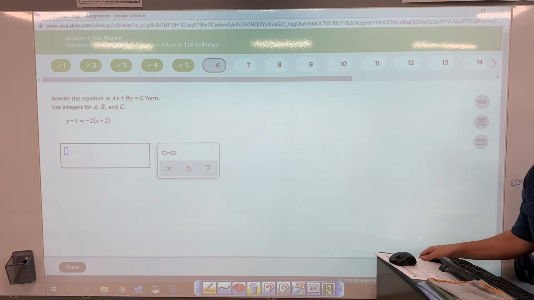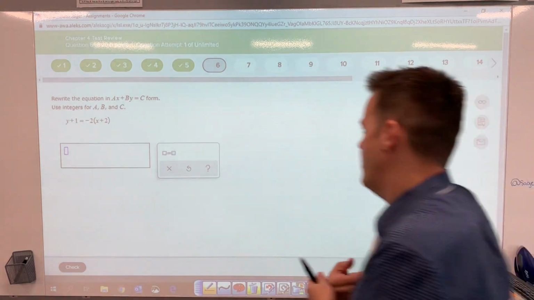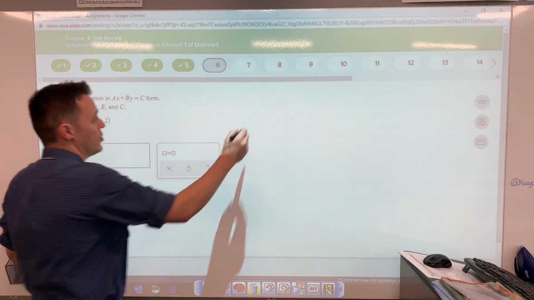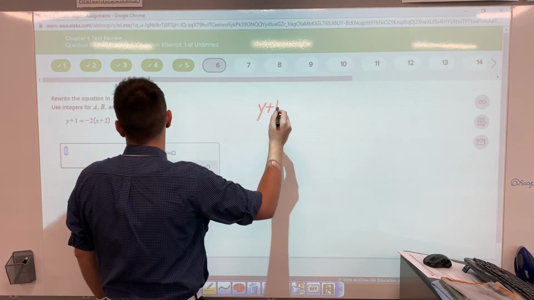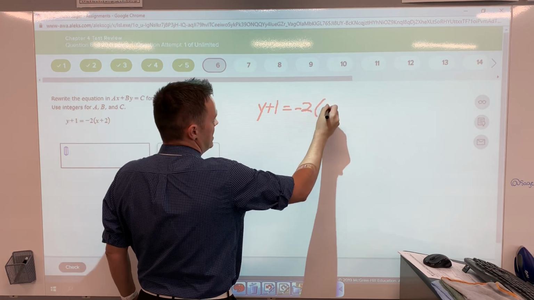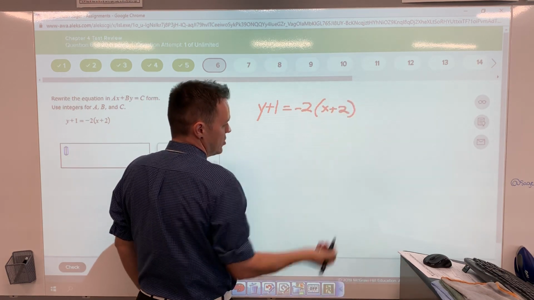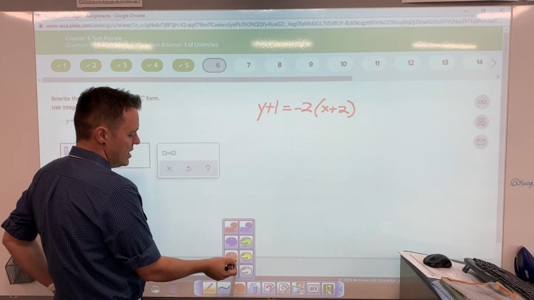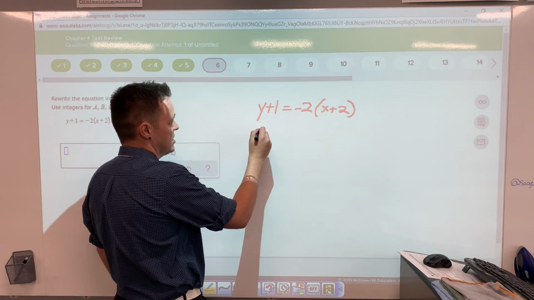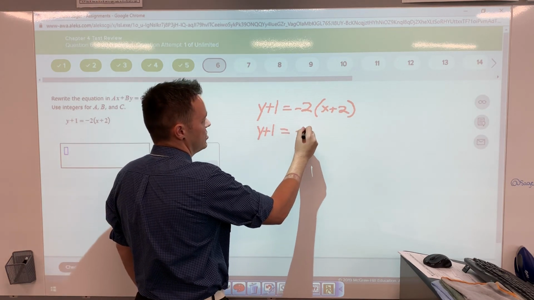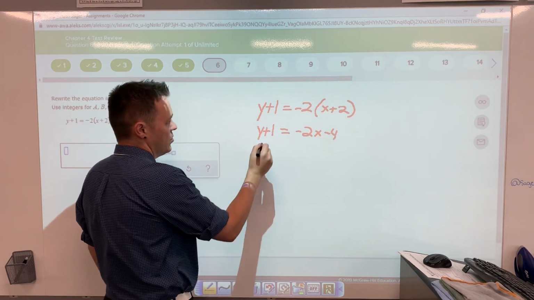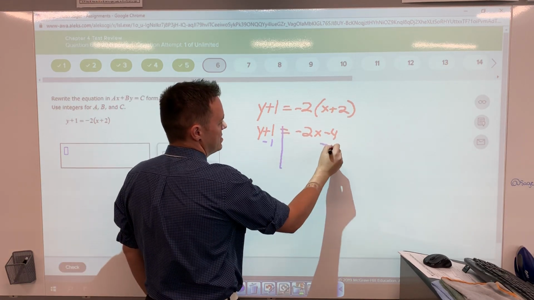Number 6 is where we start actually entering in the real information. Okay, now, I'm not gonna put it in here. I'm gonna write it out for you to make sure you guys understand the process. Equals -2, and then it's gonna be x plus 2, all right? So here's my initial setup. Now what you guys are gonna do is do your distribution, okay? So my distribution is going to be y plus 1 equals -2x minus 4. Then you do your next step, which is subtract 1 from both sides, okay?